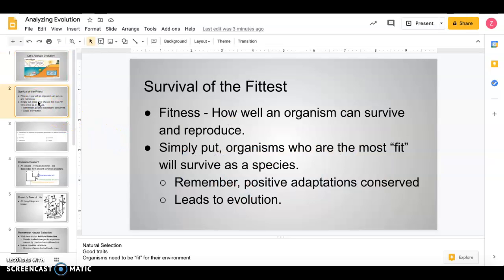An important part of evolution is survival of the fittest. So what is fitness? Fitness is how well an organism can survive and reproduce in a given environment. So simply put, organisms who are the most fit will survive as a species. And this doesn't mean fit as in lifting weights or running on the treadmill in a gym. These are positive adaptations, traits that lead to organisms surviving and passing on those genes to offspring. Organisms need to be fit for their environments to survive.